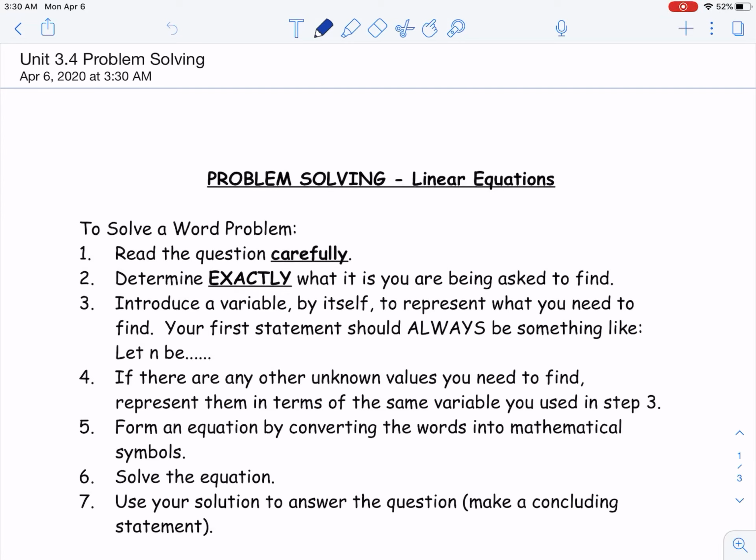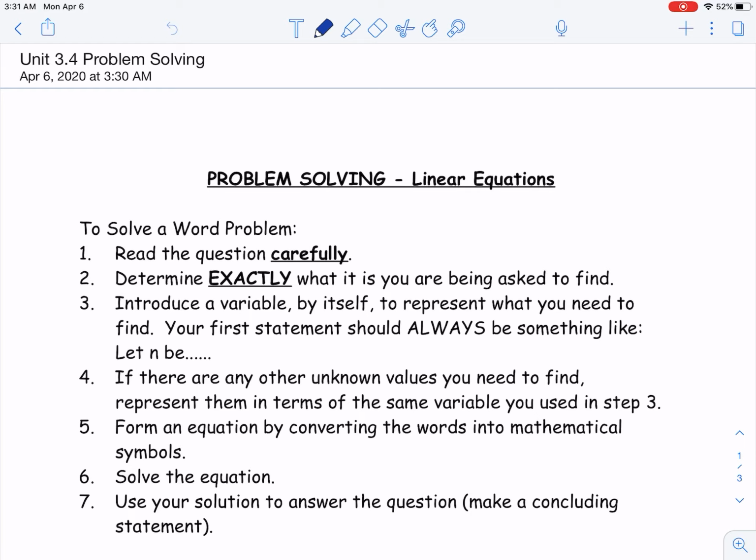Okay, welcome to the second online lesson for the remainder of Unit 3. This is actually the end of Unit 3, so I'm going to come up with something for you guys to do. I'm just not sure yet what that's going to be. It'll get posted though, don't worry.